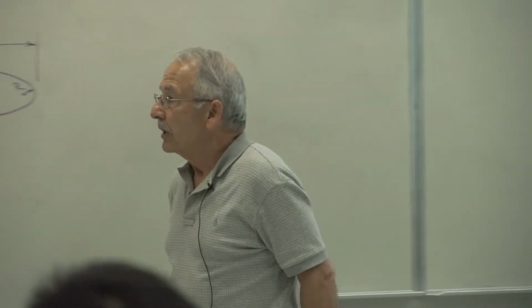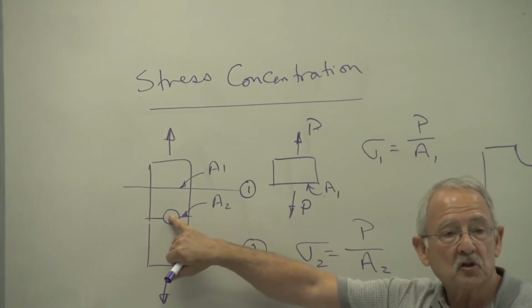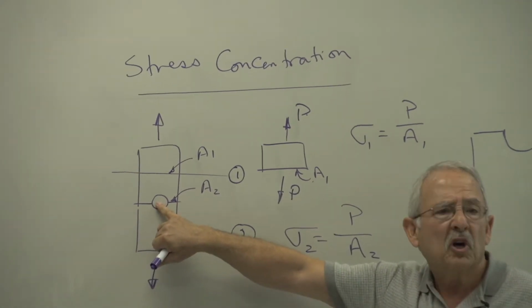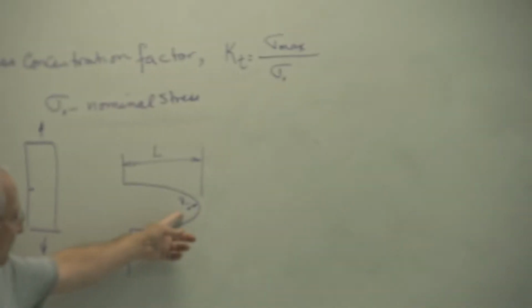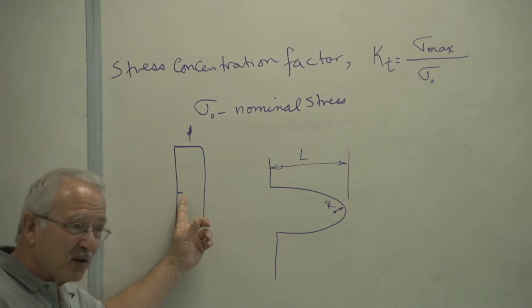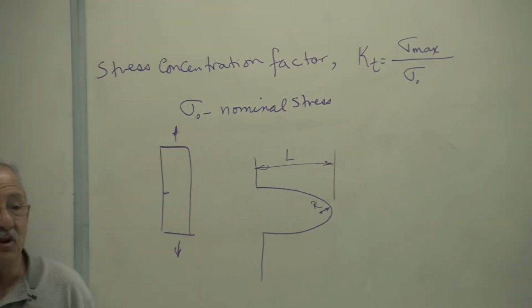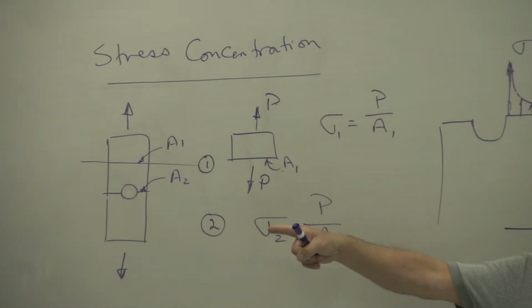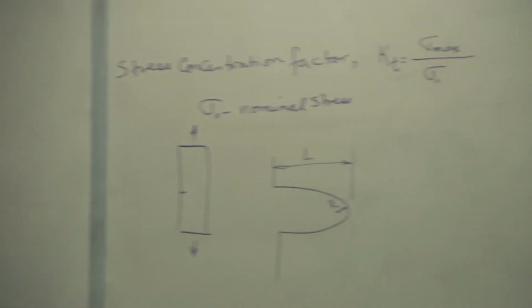So in this case, for example, the radius of the flaw is just the radius of the hole, a larger value. In this case, the radius of the flaw is the radius at the tip of the crack, a very small value. So we say stress concentration here is much larger than it is there. So that's the concept of stress concentration.